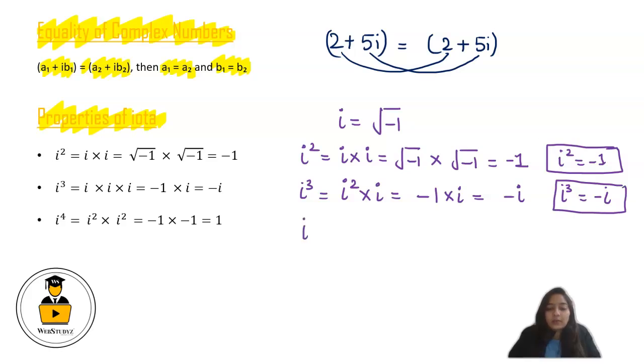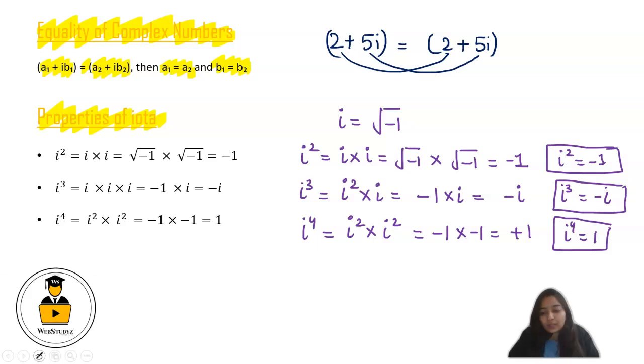Now moving towards iota raised to the power 4. Iota raised to the power 4 can be written as iota square multiply iota square. Iota square is minus 1, so minus 1 multiply minus 1 is plus 1. We can say iota raised to the power 4 is plus 1. So this is the value of iota raised to the power 4. If we find the value of iota raised to the power 5, it is iota cube multiply iota square. Iota cube is minus iota, iota square is minus 1. This is again equal to iota.